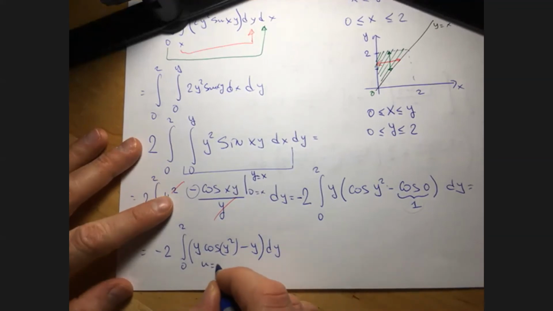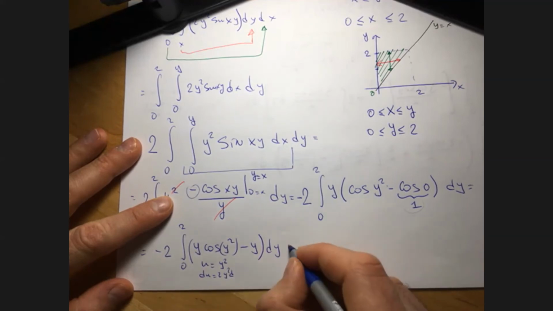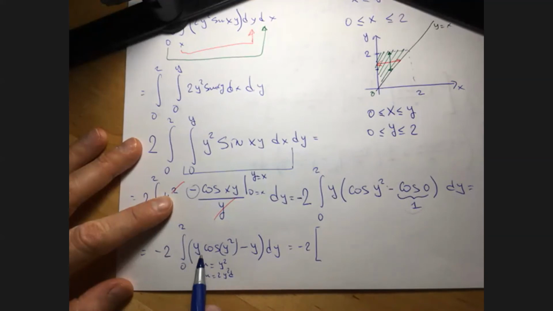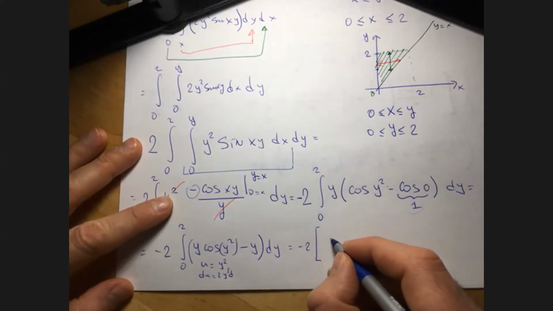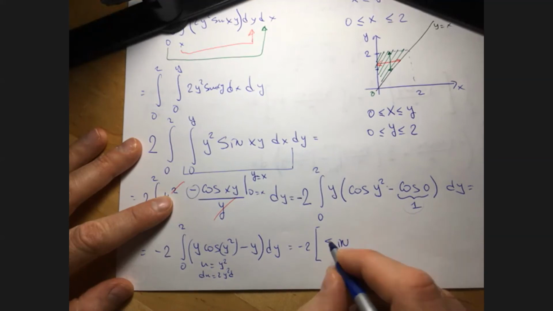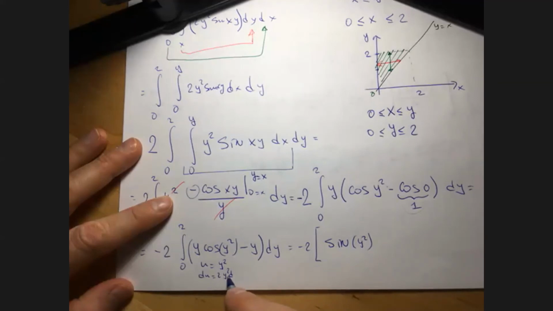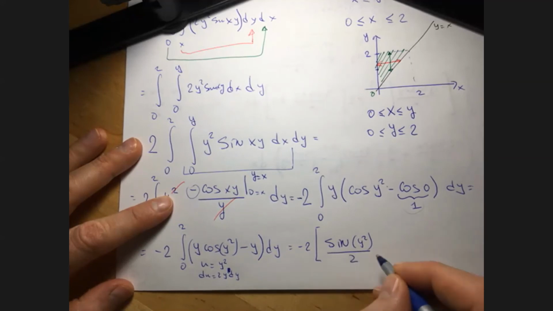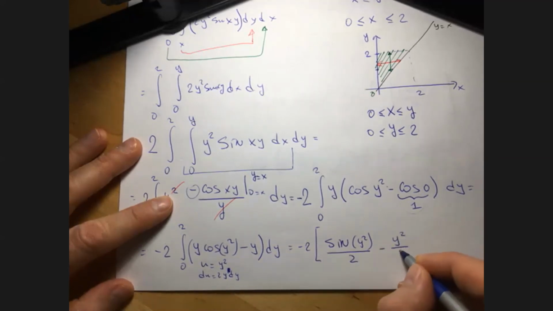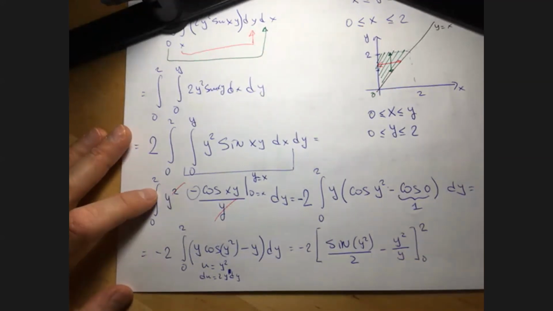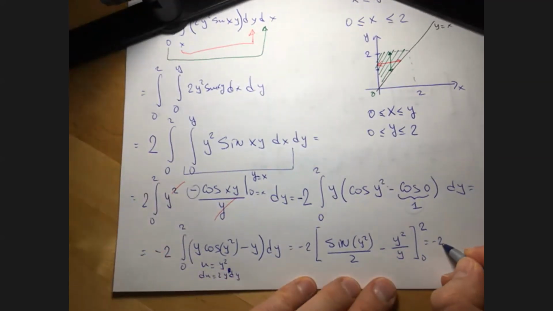So if you put u equal to y squared, du is equal to 2y dy, this is -2. You end up with the integral of cosine of u. The integral of cosine of u is sine of u, which means sine of y squared over 2 minus y squared over 2 evaluated from 0 to 2. And you're done. This is equal to -2.